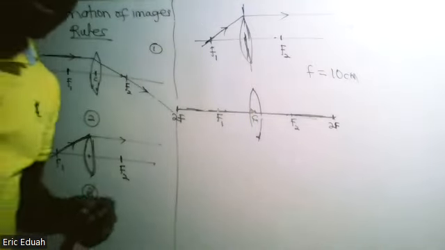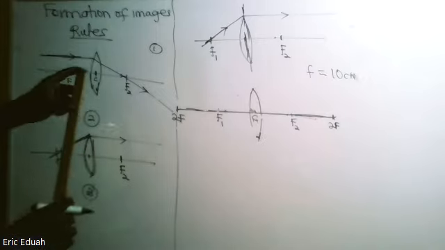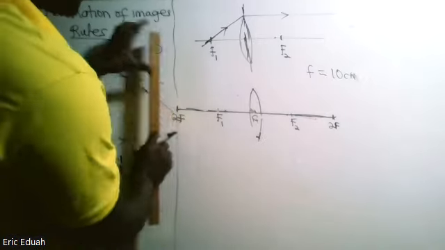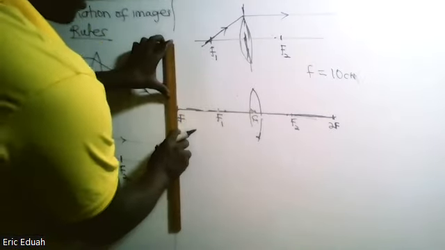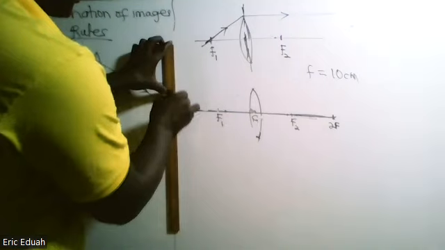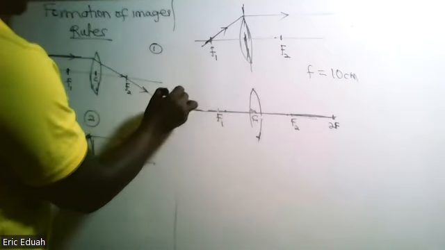Now, place the objects. Let's place the objects at 2F, at the center of curvature, just as we've been doing in mirrors.